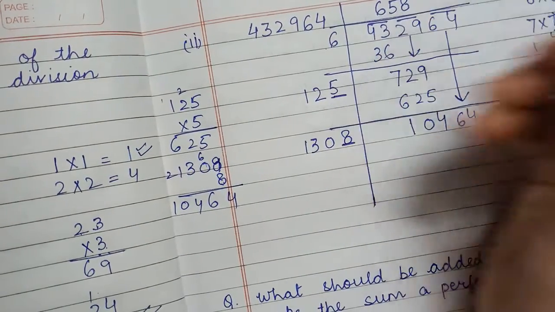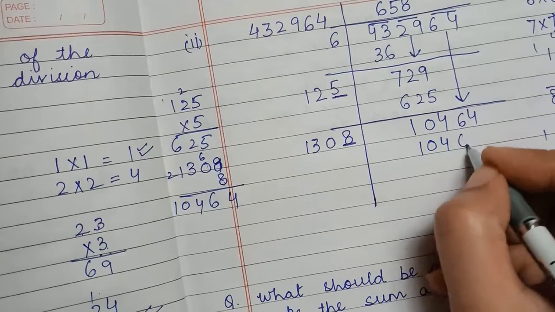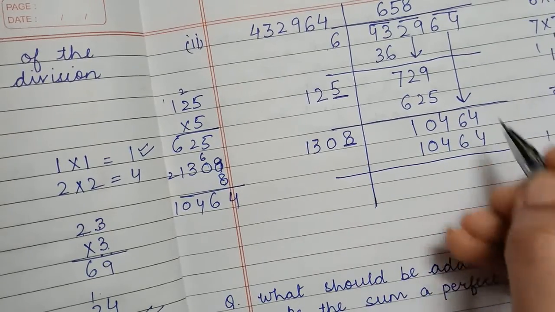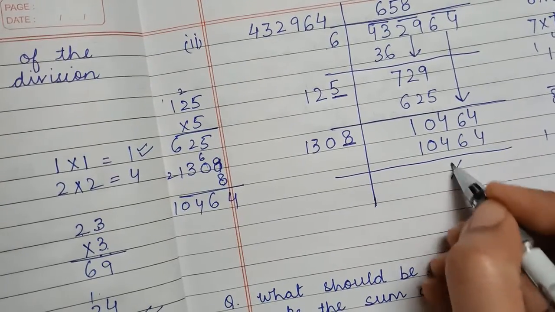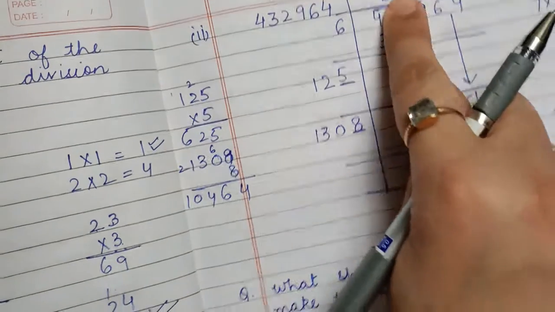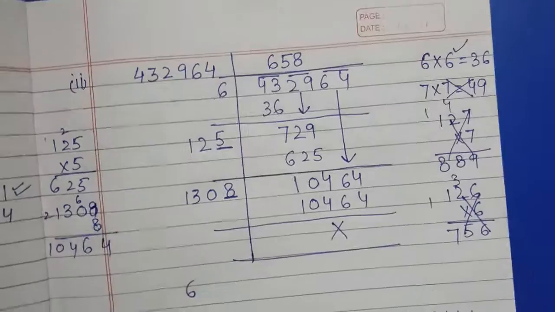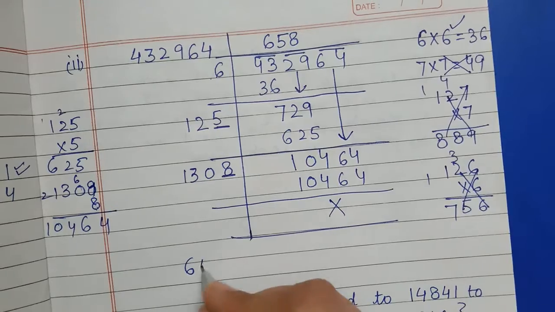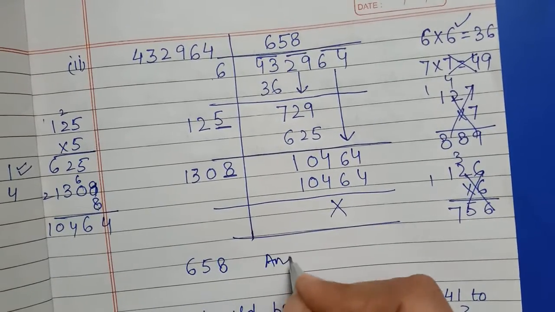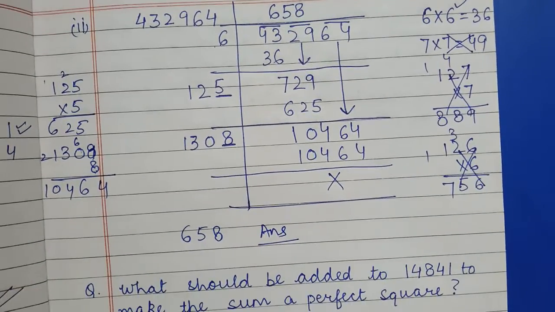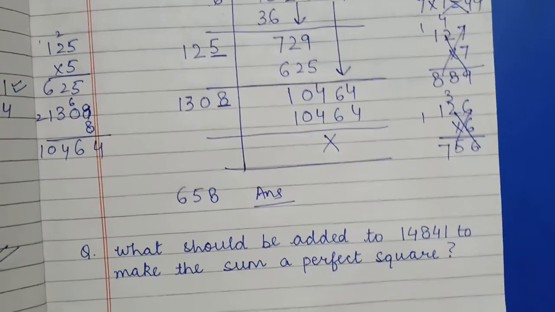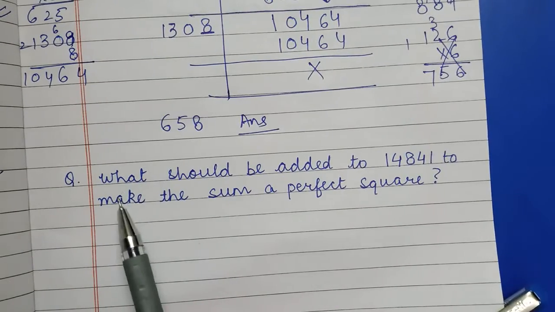We will keep the 8 here, here, and here we will write 10464. Again we will subtract and it will be 0. So what will be the square root? It is 658. The square root is 658, the final answer. Okay, I think the method is clear to you. After this, move on to the next question.